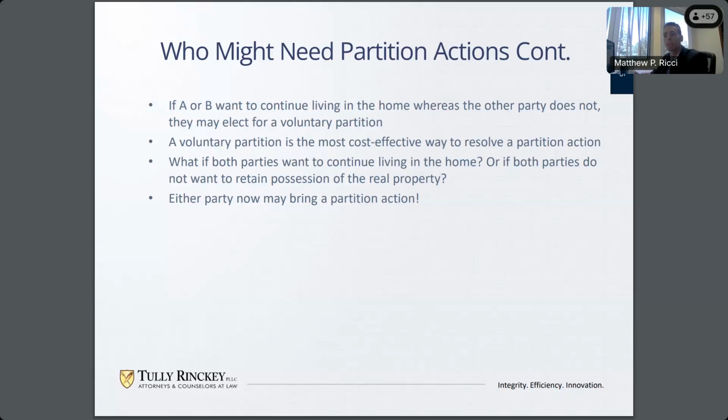There are two common situations where voluntary partition actions are involved in my practice. The first is in the context of a voluntary partition where, taking that example, A wishes to remain and retain possession over the disputed real property and B does not. In these situations, the parties should consent for A to buy out B's whole interest, in consideration for B removing their name off of the deed.